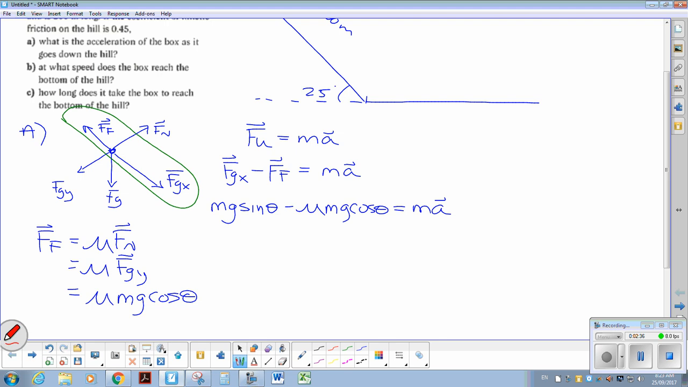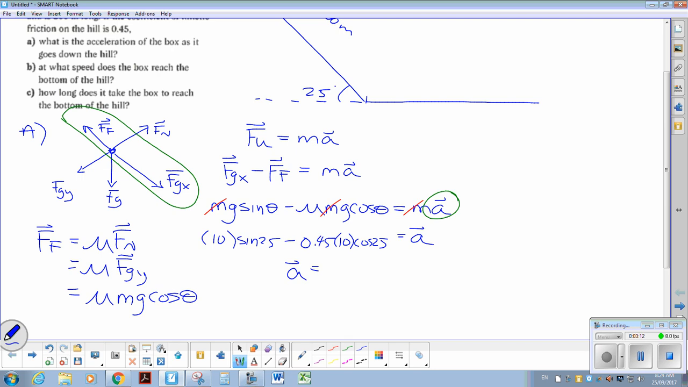We see that each term has a mass, so mass does not play a role in this. So that means our acceleration is isolated. That's what we're looking for here. So doing our substitution, 10 sine 25 minus 0.45 times 10 cos 25. And if we plug that into our calculator, we can get the acceleration down the slope.